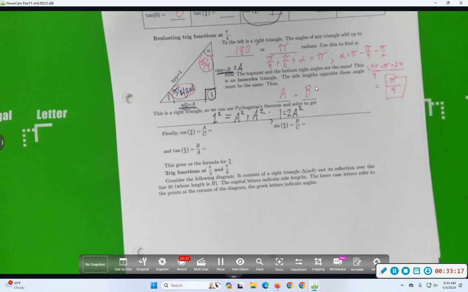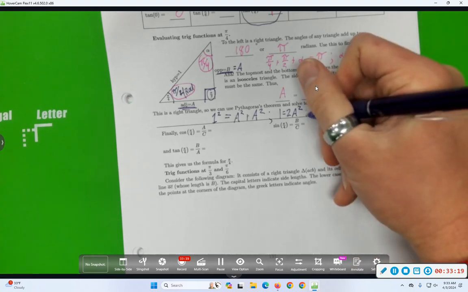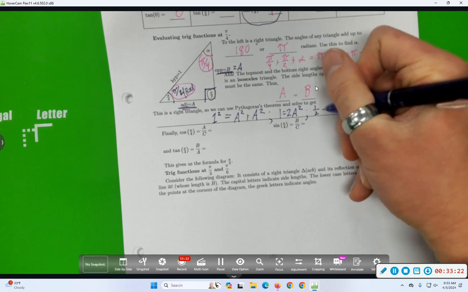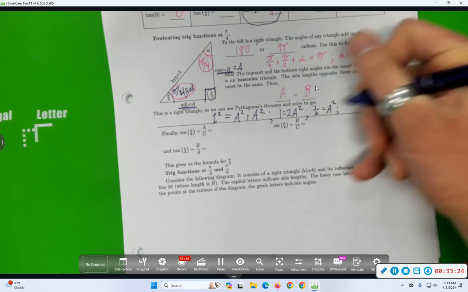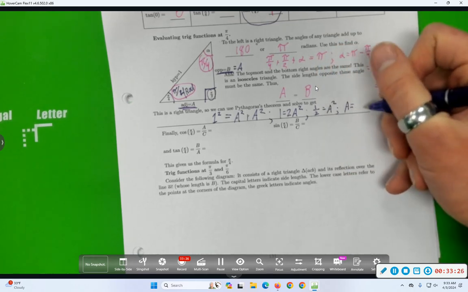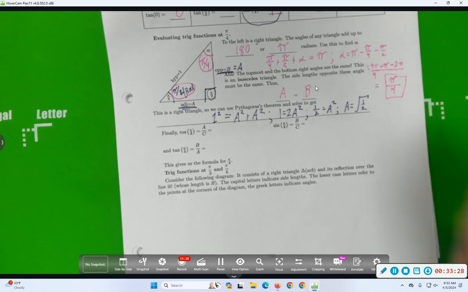Divide by 2 and take a square root. So 1/2 equals A squared. It looks like A is now the square root of 1/2. And I didn't need to worry about the plus or minus because side lengths are positive. Is that something that should be simplified?